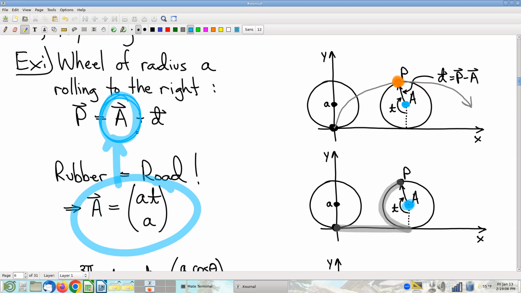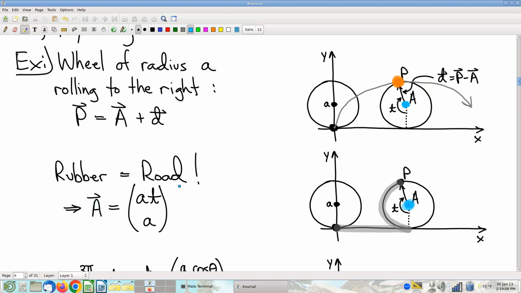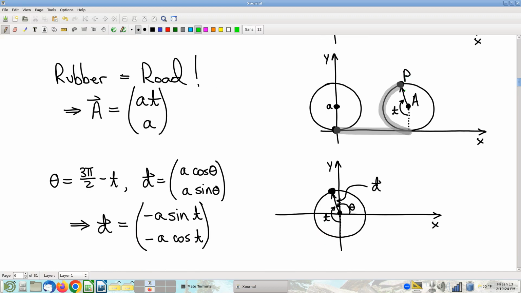Okay, let's move on to the next part. Next, going back to green here, we're going to look at this difference vector, which again is kind of going around in circles. And here's a picture of that.